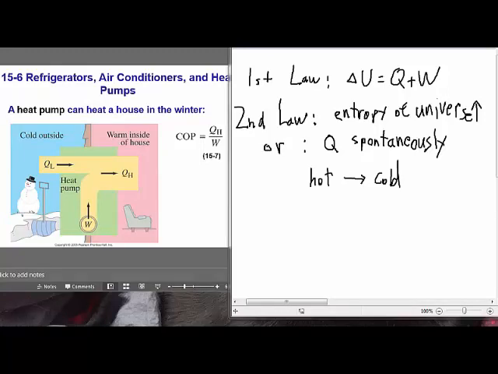Okay, here's a representation of a heat pump. And let me reiterate, it is possible for you to pay for 1 joule of energy from the electric company and move 3 joules of heat inside your house. Let's verify again that doesn't break any of the laws of thermodynamics.